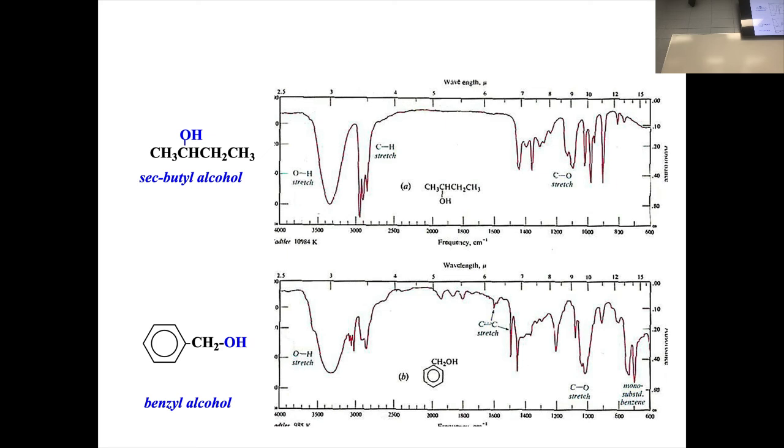Okay? So let's look at some other functional groups. Let's look at an alcohol. Okay, so we've got 2 alcohols. This is 2-butanol, also known as sec-butanol. Okay? This is what the spectrum for that looks like. What can you tell me about the alcohols that are kind of unique? The wide peak.